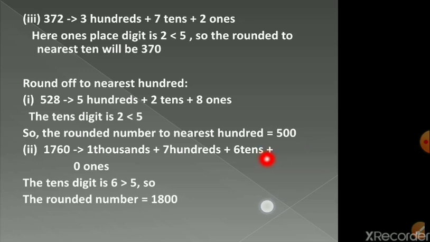Next, 1760. Now again check the tens place, which is having 6, which is more than 5. So the digit in the 100 place will increase by 1. Therefore, our answer will be 1800.